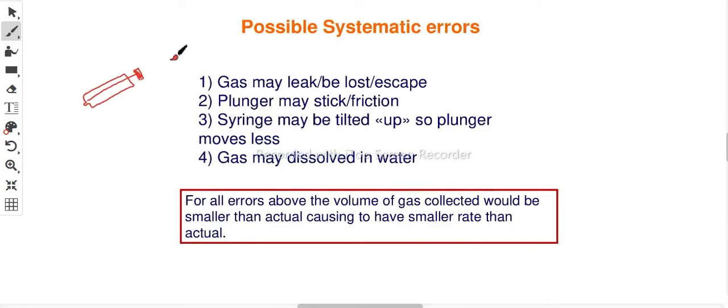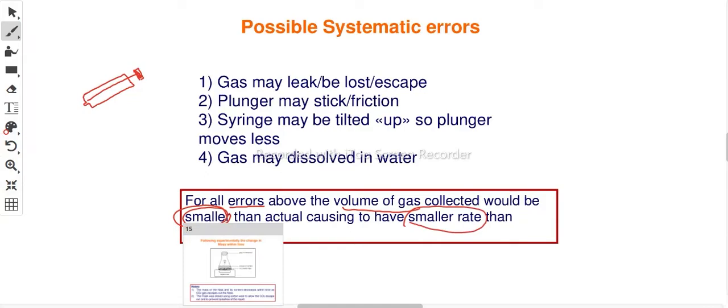For all these errors, whenever we study chapter number 11, we need to make sure that we know the direction in which the error is affecting. For all errors above, the volume of gas that will be collected will be smaller than actual. And how can this affect my rate of chemical reaction? Definitely, you're going to have a smaller rate of reaction than actual.